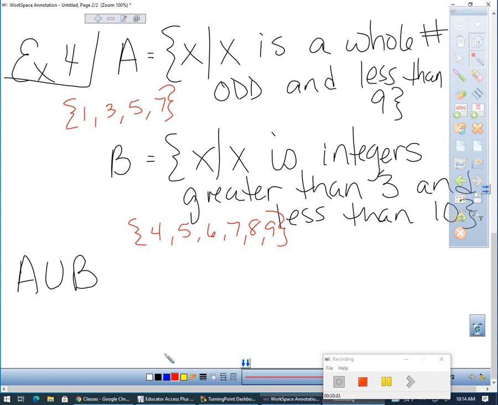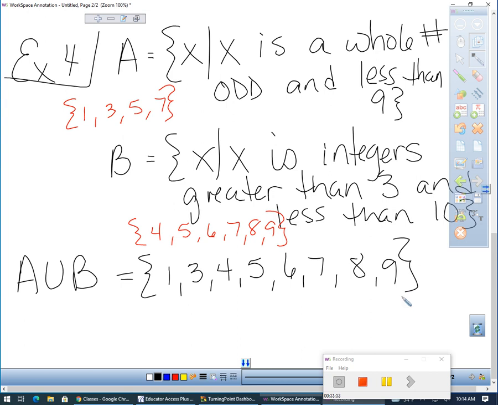All right, so if we're going to do A union B, that means we're going to combine the two groups together, right? The two sets together. So I've got to take all of these and all of these all in one. We have 1, 3, 4, 5, 6, 7, 8, and 9. All right, that includes everything?